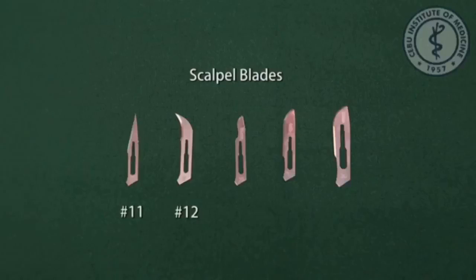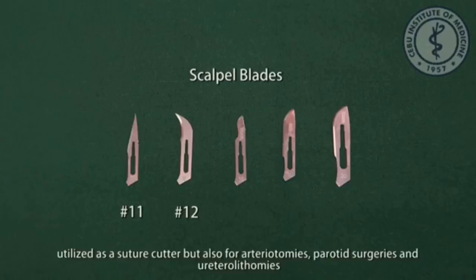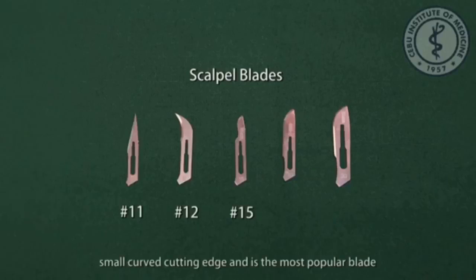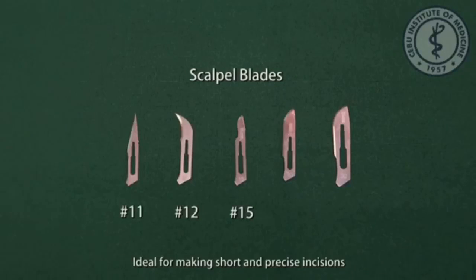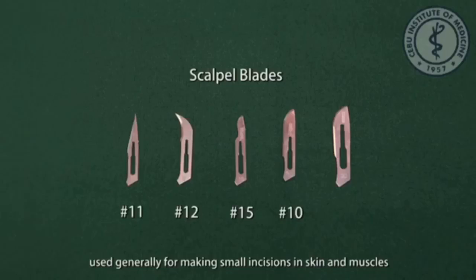Blade number 12, a small, pointed, crescent-shaped blade sharpened along the inside edge of the curve, is utilized as a suture cutter but also for arteriotomies, parotid surgeries, and uterolipotomies. Blade number 15, a small curved cutting edge, is the most popular blade, ideal for making short and precise incisions. Blade number 10 is used generally for making small incisions in skin and muscles.